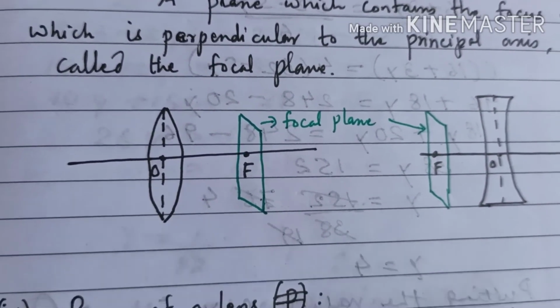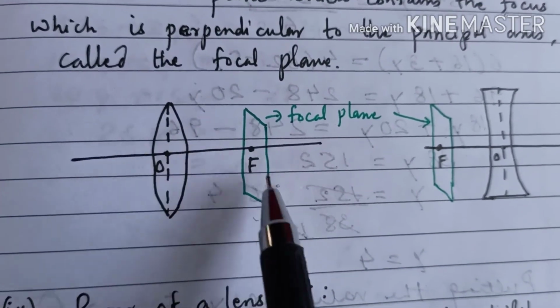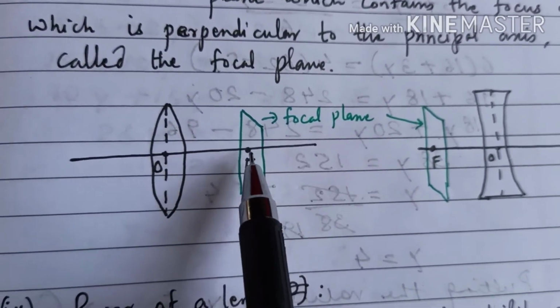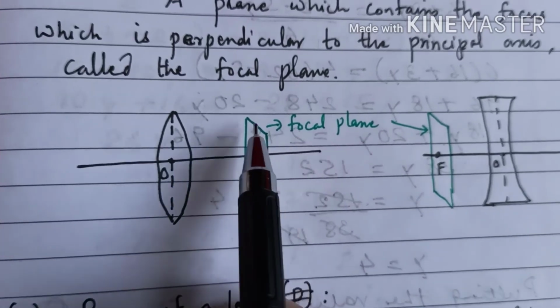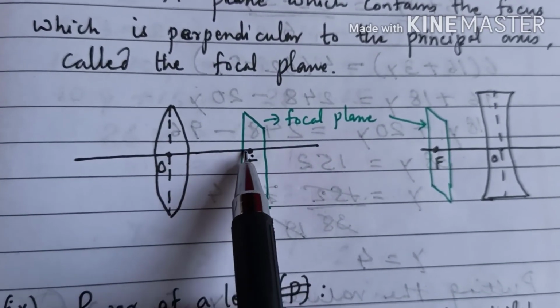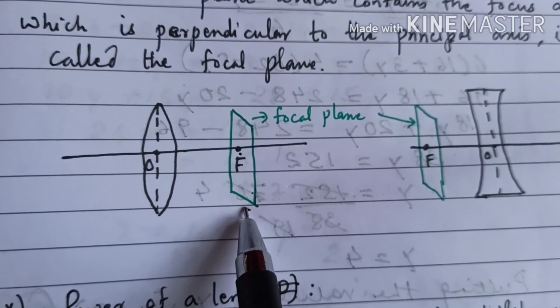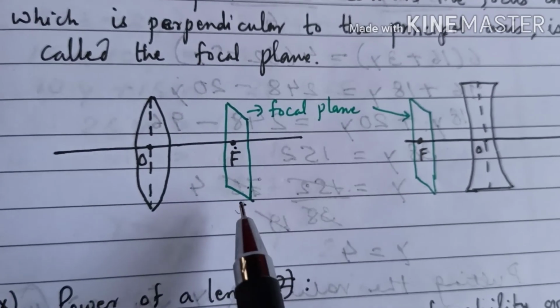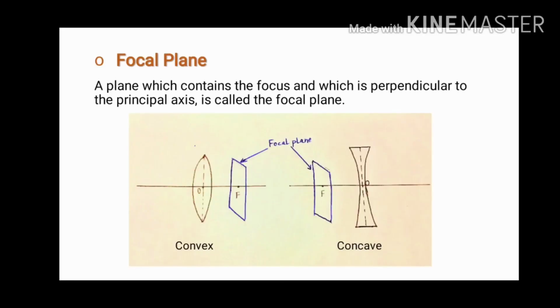If we consider a plane surface like this, a plane which contains the focus, and if this plane is perpendicular to the principal axis, then this plane will be called the focal plane. So the focal plane is defined as a plane that contains the focus and is perpendicular to the principal axis.